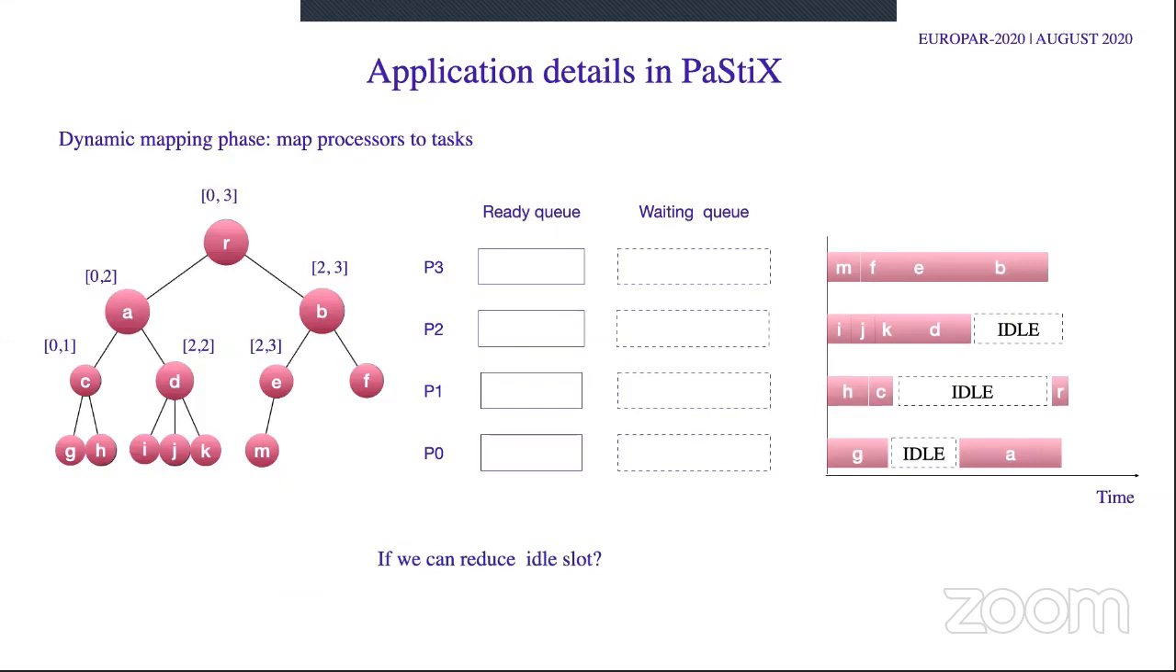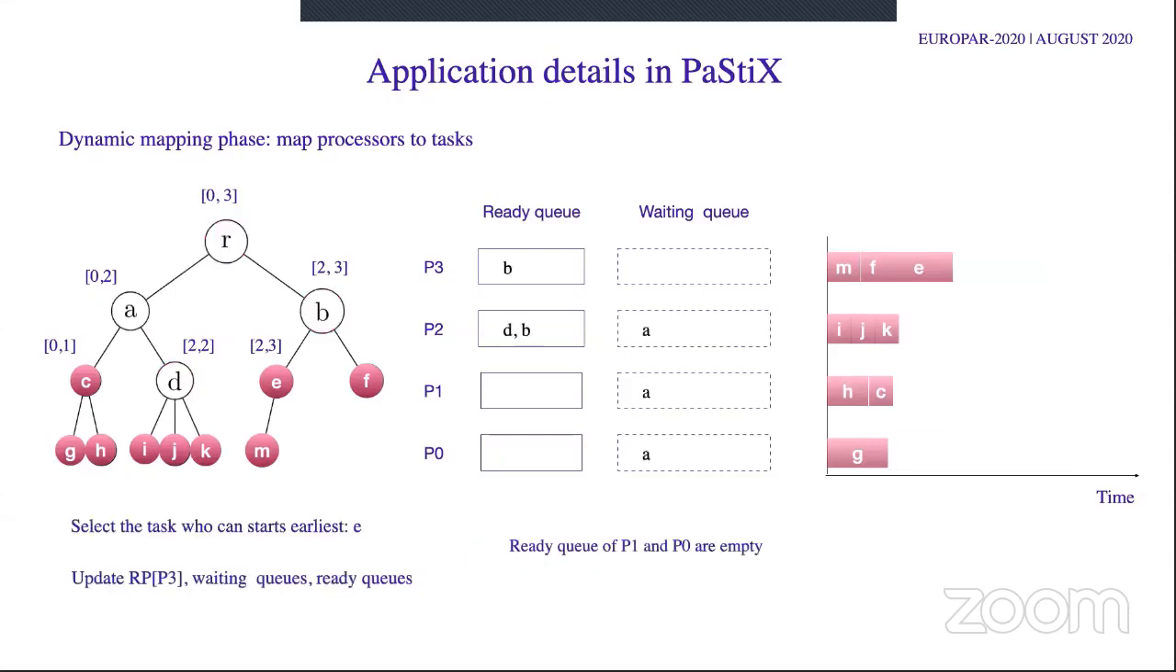You can find the idle states of processors very easily. We can find that processors P0, P1, and P2 have some idle times, idle slots. So if we can reduce these idle slots, then we can make sure that each processor has as much work as possible. Let's roll back to where the idle comes from. At this step, the ready queues of P0 and P1 are empty, so no task will be mapped onto them. If we can steal some tasks from other processors, processors P0 and P1 may have something to do. Let's take processor P0 for example.